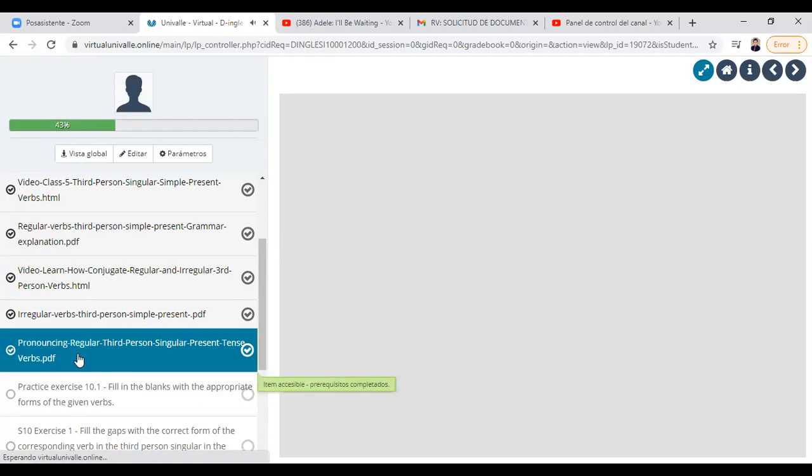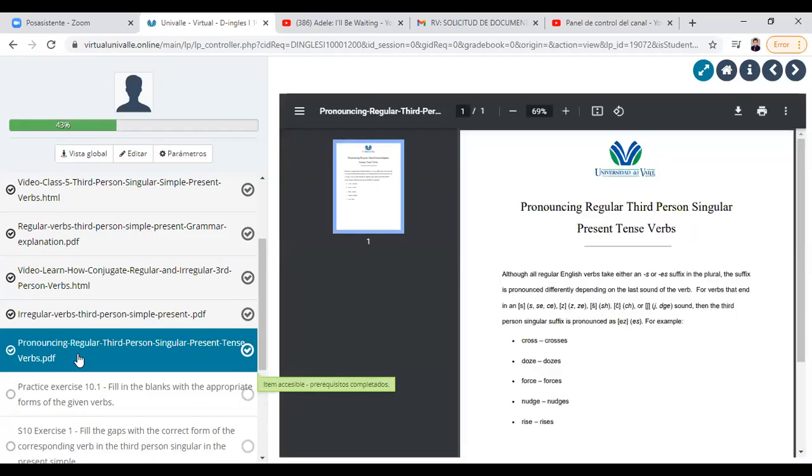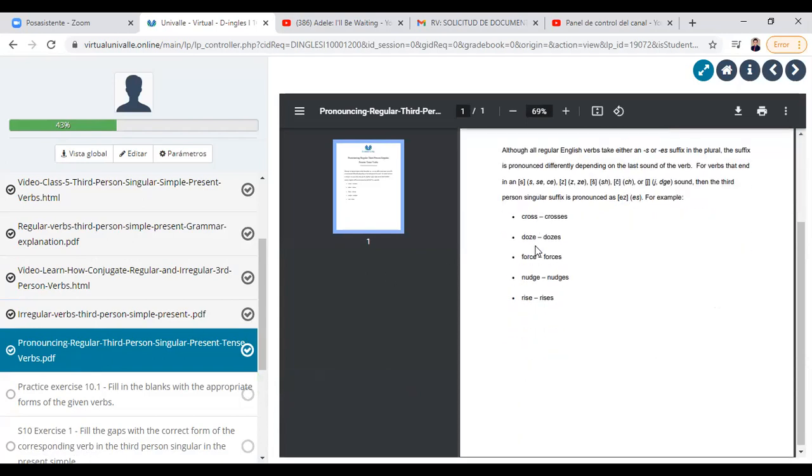Also, guys, in here we have, when it comes to pronunciation, pronouncing regular third person singular present tense verbs. Although all regular English verbs take either an S or ES suffix in the third person singular, the suffix is pronounced differently depending on the last sound of the verb. For verbs that end in S, Z, SH, or similar sounds, the third person singular suffix is pronounced as a separate syllable. For example, crosses, doses, forces, notches, rises.